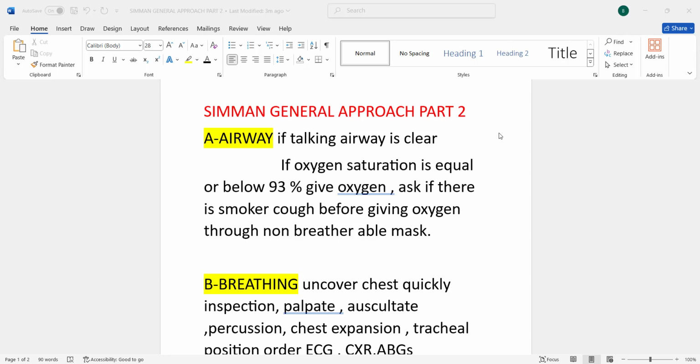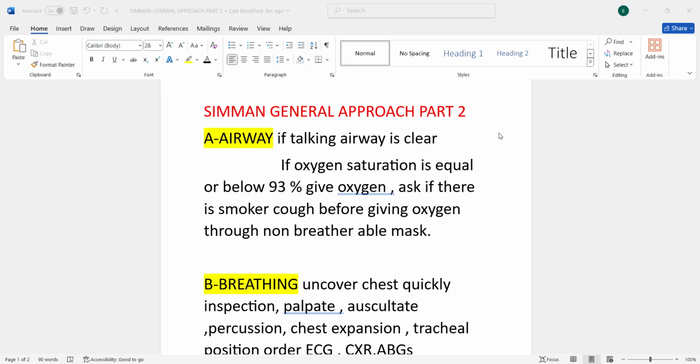So in this part we are going to discuss the remaining part of the general approach, which is the A to E assessment. We will discuss it one by one and with an example. The video might be a little bit longer, but if you stick with it, you can easily understand the whole Simman station. So after taking consent from the patient and telling the patient about the examination, you will start from airway.